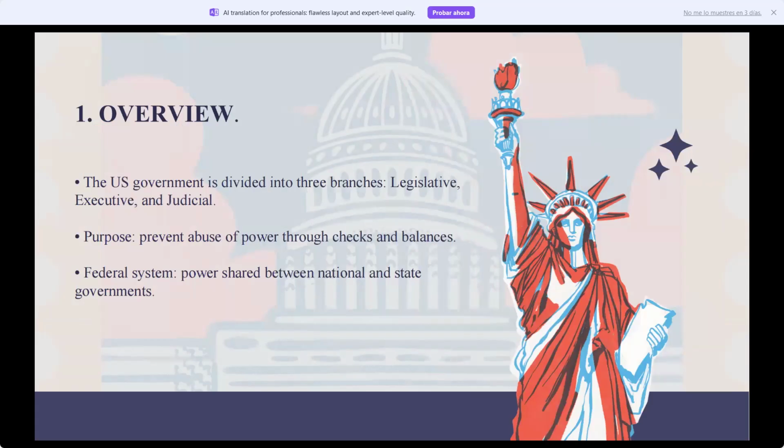Okay, as an overview, the United States government is divided into three main branches, right? This structure exists to keep power balanced and to avoid abuse of authority. The system also works together with state governments since the US is a federal country. This helps make sure decisions are organized and shared. Next teacher, please.